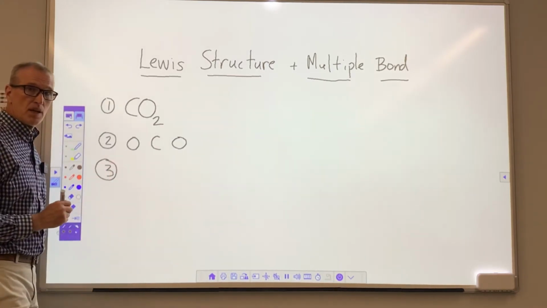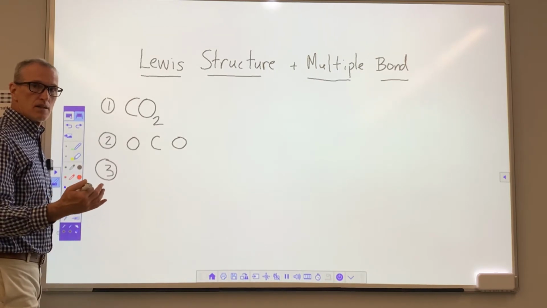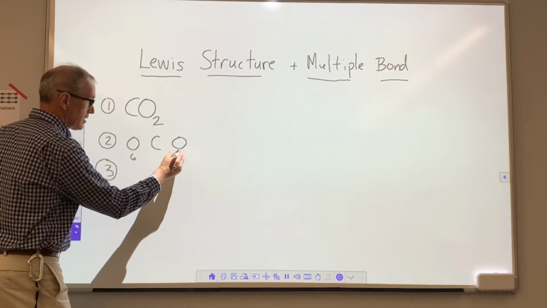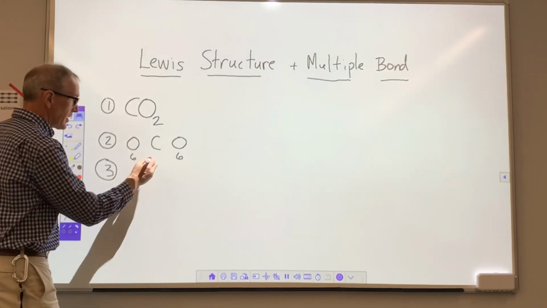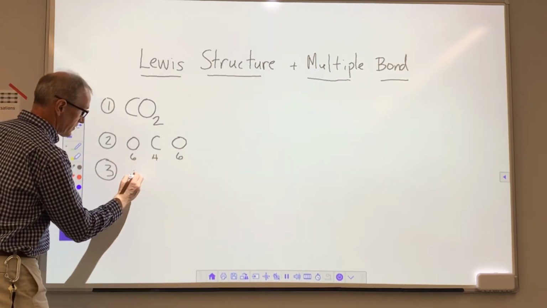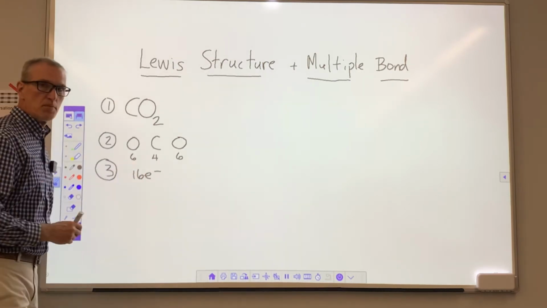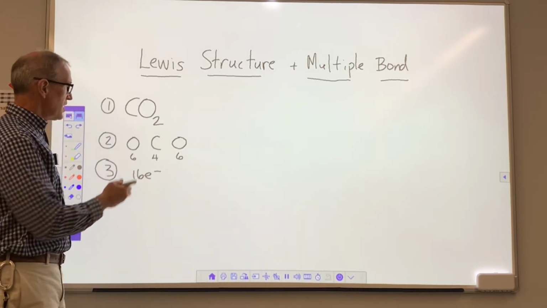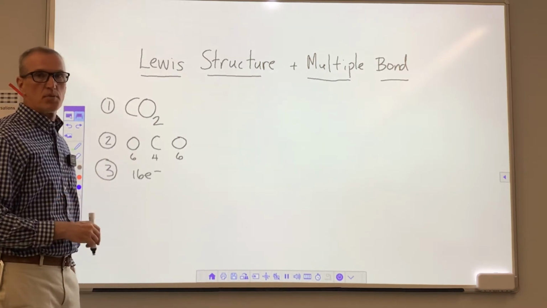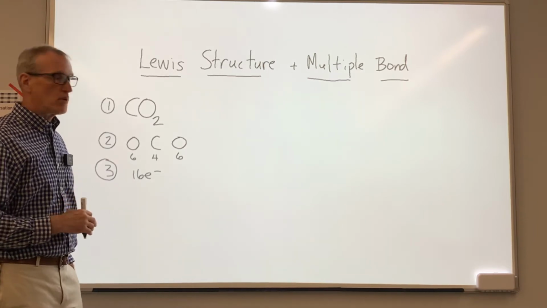Recall that step 3 involves what is the total number of valence electrons in this molecule. Oxygen brings 6 each. Carbon, as we know, brings 4. So we have a total of 16 valence electrons. These are the jelly beans that we need to distribute through the molecule to make sure that each atom ends up with a noble gas configuration. You've got to remember the significance of the noble gas configuration.